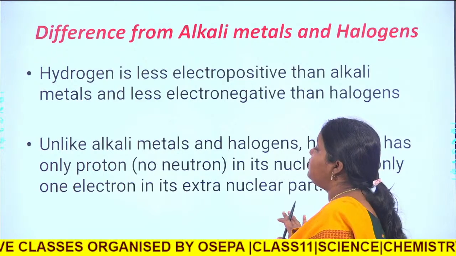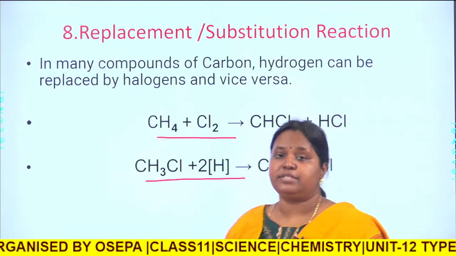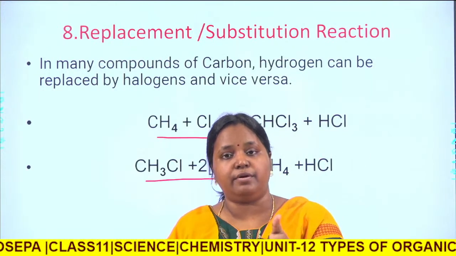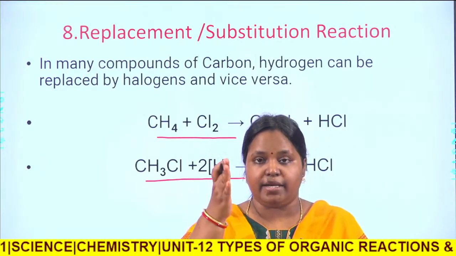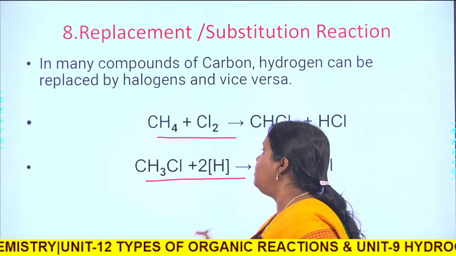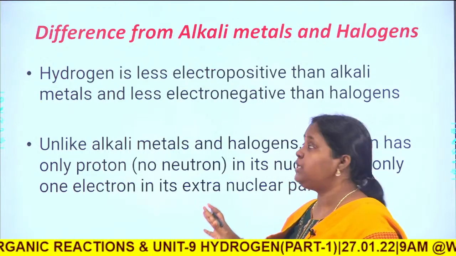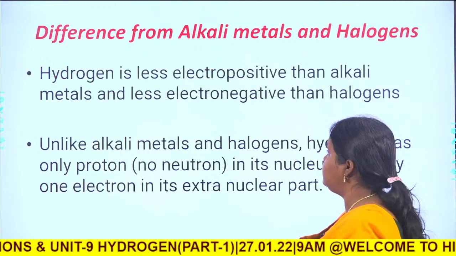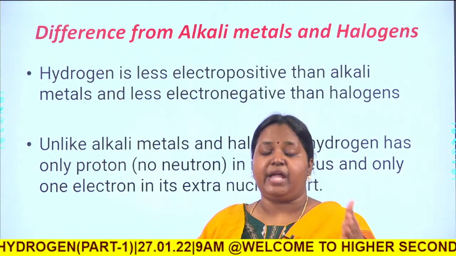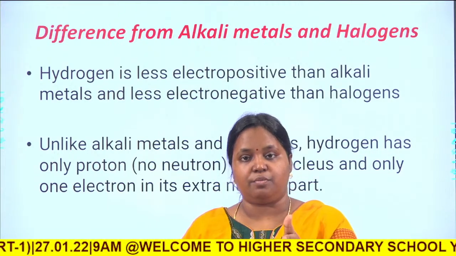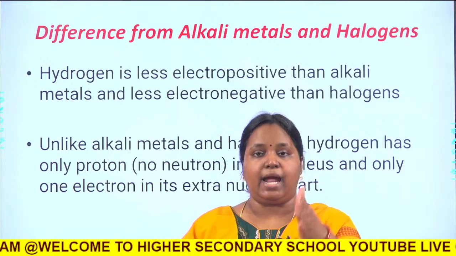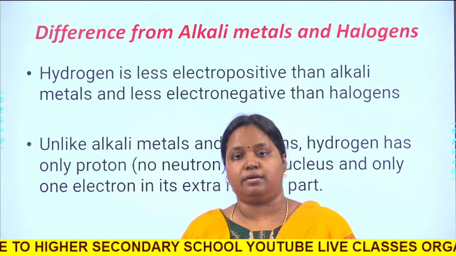So these are the similarities we have discussed, the similarity of hydrogen with group 1 and similarity of hydrogen with group 17. But now see that there are certain differences of its properties with alkali metals as well as halogens. Hydrogen is less electropositive than alkali metals and less electronegative than halogens.